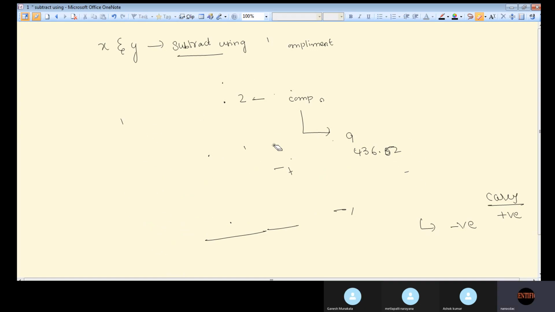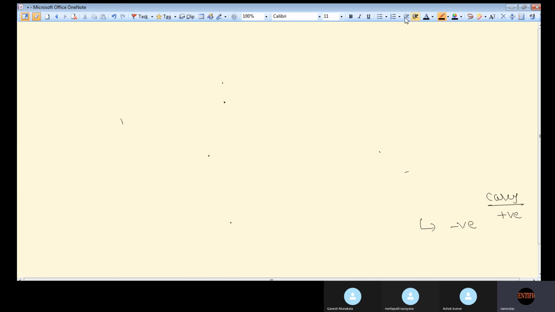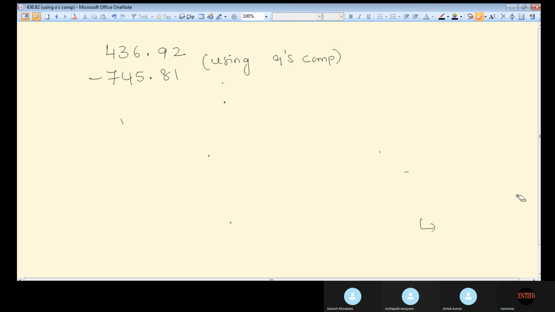I told you before, if you are getting carry, the result is positive. If you are not getting any carry, the result is negative. So now do this: 436.92 minus 745.81 using 9's complement. Subtract using 9's complement. Quickly do it and tell me the result. No need of intermediate steps, just tell me the answer.